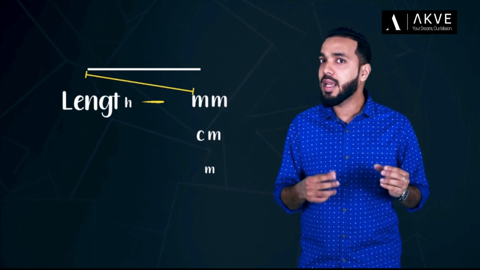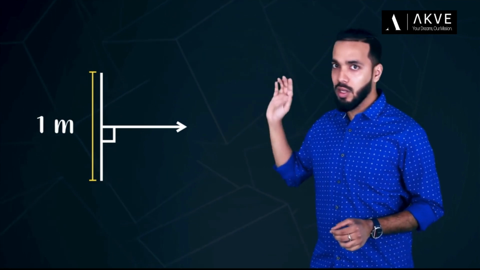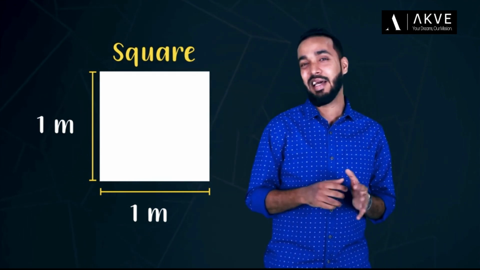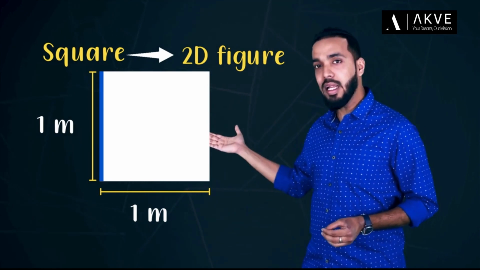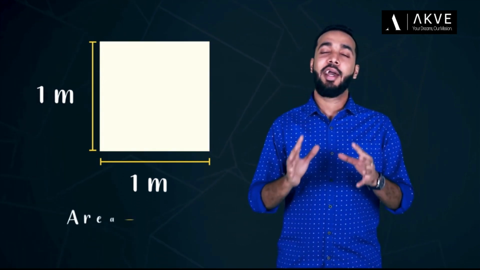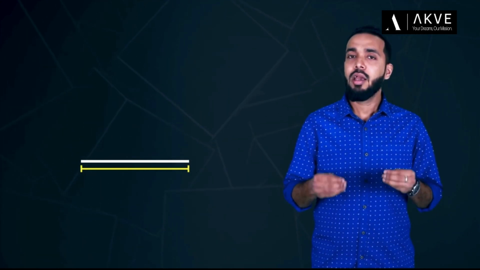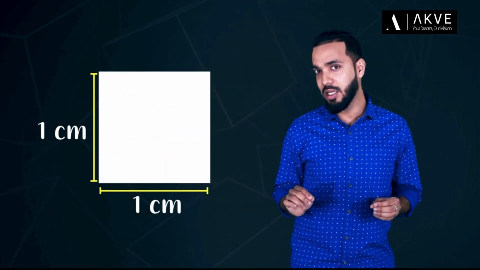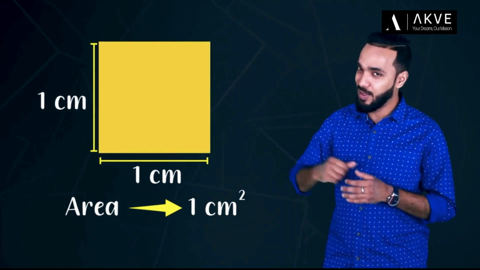Now, if we take a line of say 1 meter and extend it perpendicularly by a distance of 1 meter, we get a common shape called a square. Since the line was 1 meter long and it got extended by a distance of 1 meter, the area covered by the square is said to be 1 square meter. Similarly, if a line of length 1 centimeter is extended perpendicularly by 1 centimeter, the area of the square so formed will be 1 square centimeter.